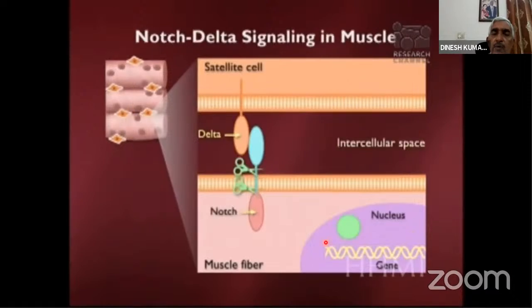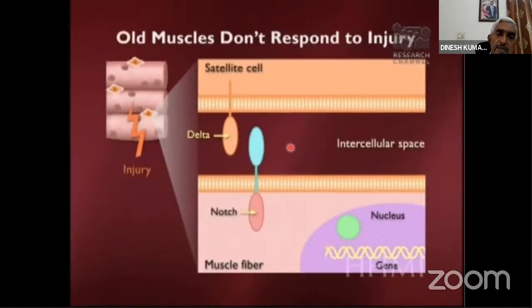But when you grow older, this number reduces: Notch delta signaling, as well as the number of satellite cells, is less and their capacity also reduces. So in old muscles, there is not such fast formation of actin myosin, and so wrinkles are formed on the body, due to the less formation of myosin and actin with the satellite cells of muscles.